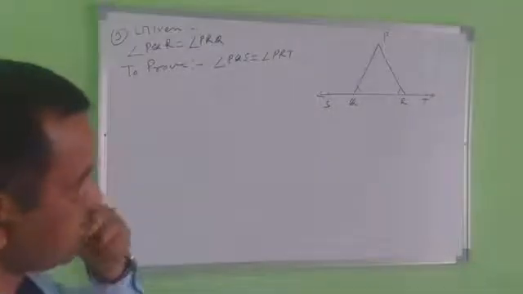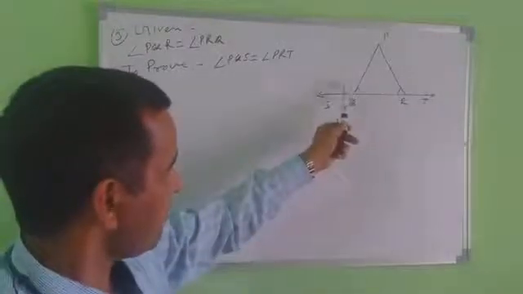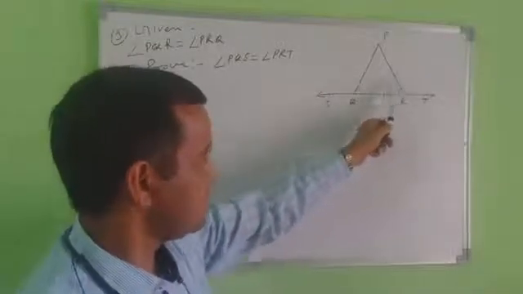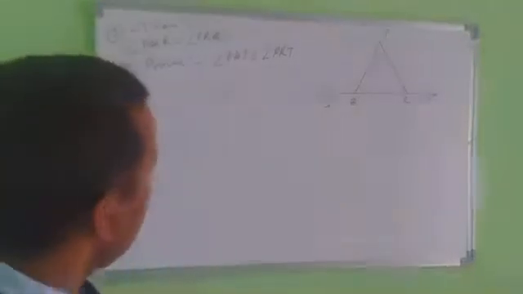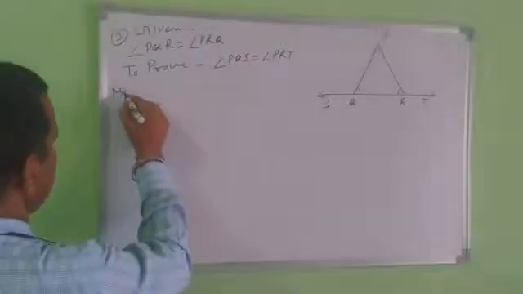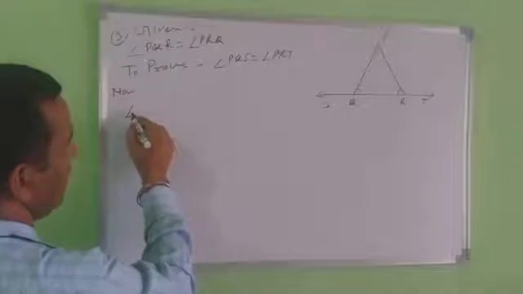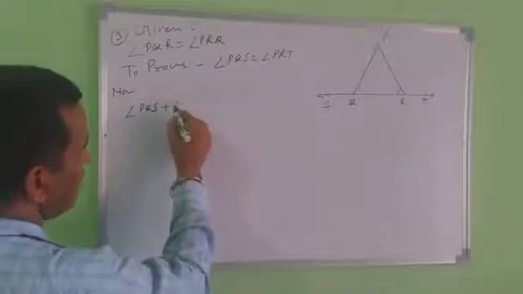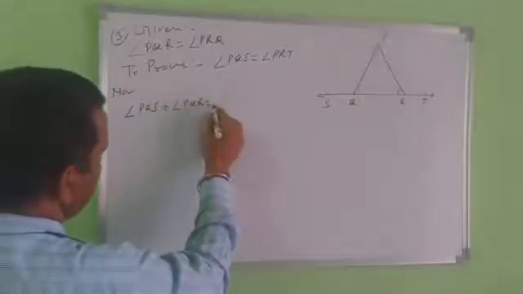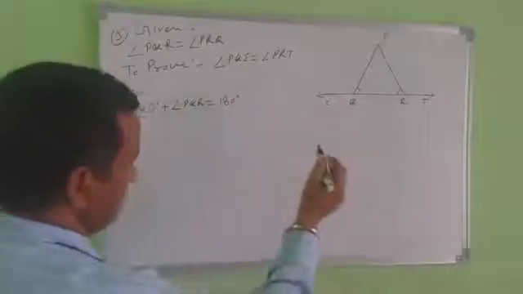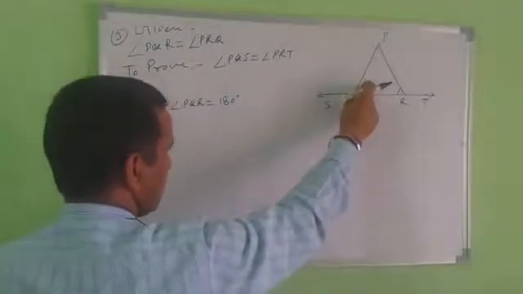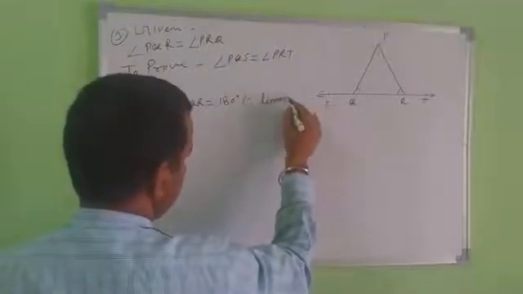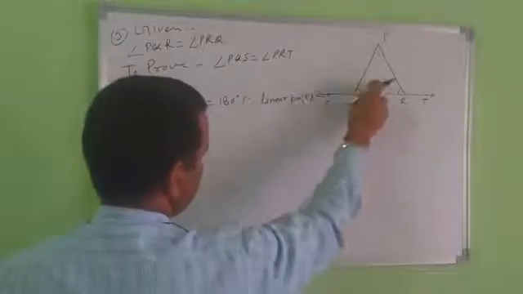So now look here. According to the figure, the sum of the two angles, both angles are a linear pair, and this angle also is the pair of this. So now according to this condition, you can write angle PQS plus angle PQR equal to 180 degrees, because both angles are a linear pair.